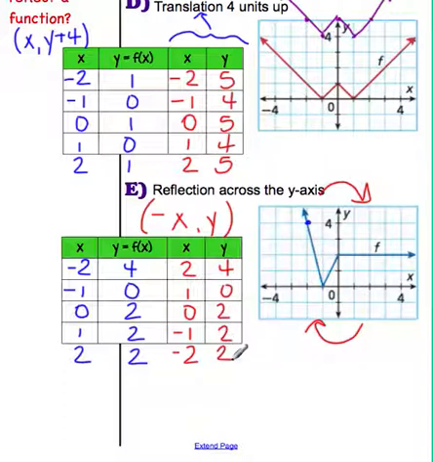So then I can go ahead and plot those points. So 2, 4, 1, 0, 0, 2, -1, 2, and -2, 2. We can connect our dots, and we have our reflection.